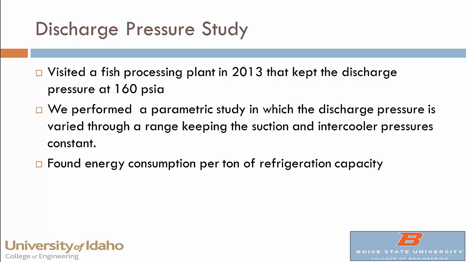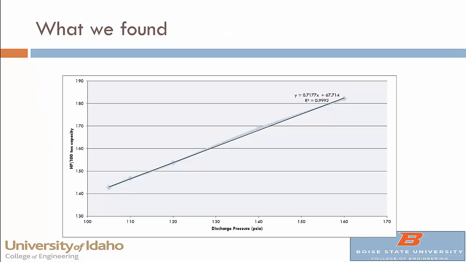So this place we visited in 2013 kept their discharge pressure at about 145 psi gauge, or about 160 psi absolute. So based on what I knew about the system, I did a parametric study saying that if we change the discharge pressure, how does the amount of energy we require to do the same amount of refrigeration change? Okay, so we did it on a basis of tons, consumption of energy per ton of refrigeration capacity. And we found a fairly linear line. In fact, absolutely linear. So on the right hand side, that point there is 160. That's the normal operating conditions.